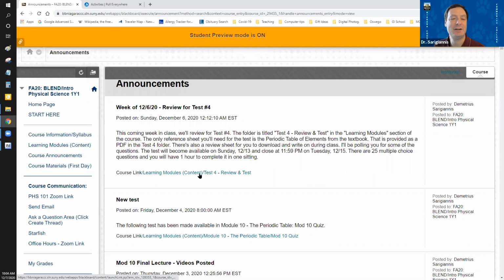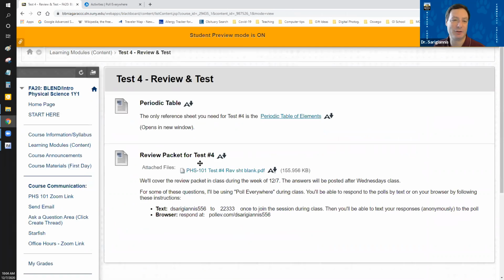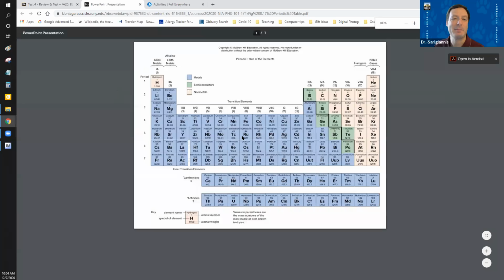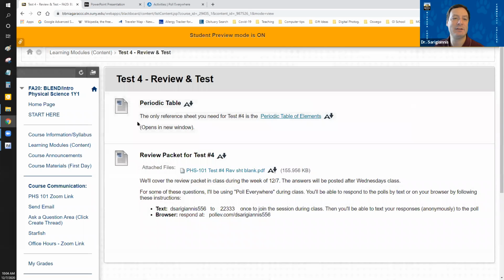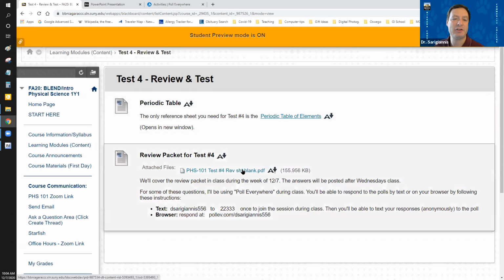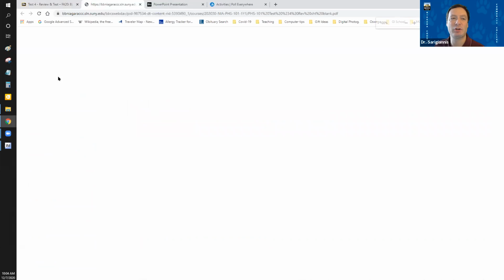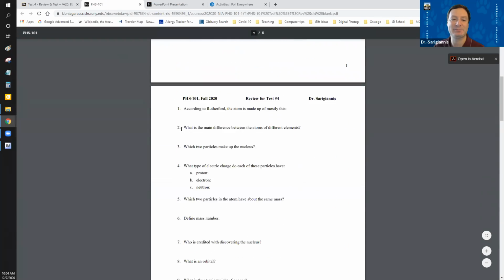Let me see. So the test 4 folder is here. The test will post here in this folder on Sunday. I think it's 8 a.m. Here's a link to the periodic table of elements. So let me click that. And this is the actual review sheet, the blank sheet. I'll post the solutions after Wednesday's class.